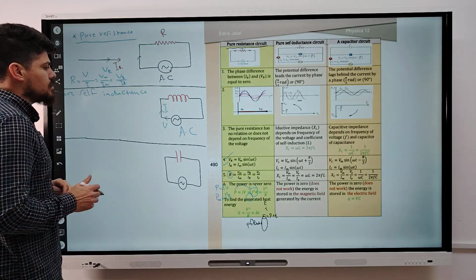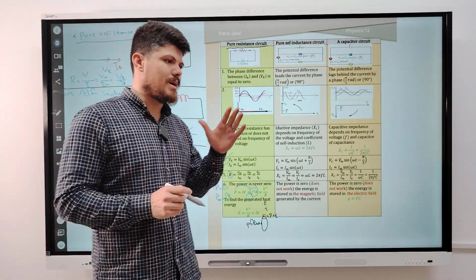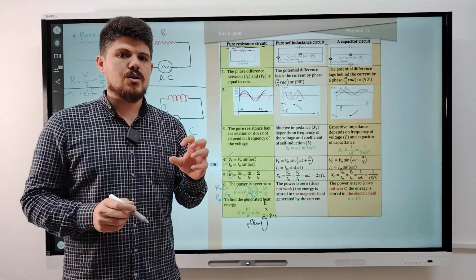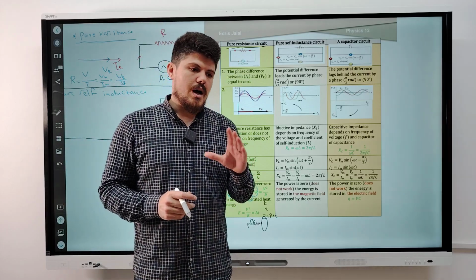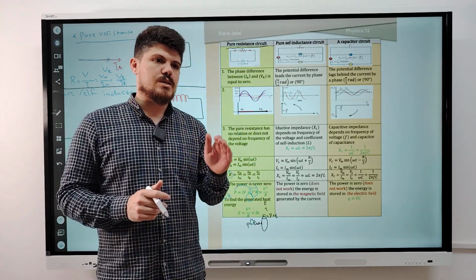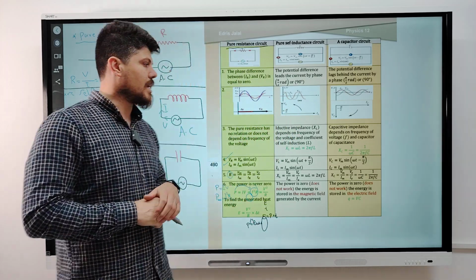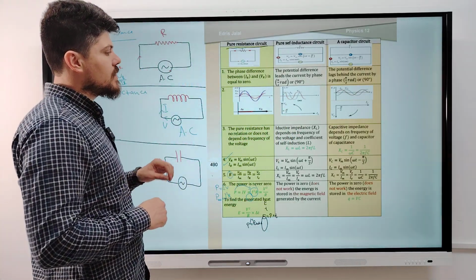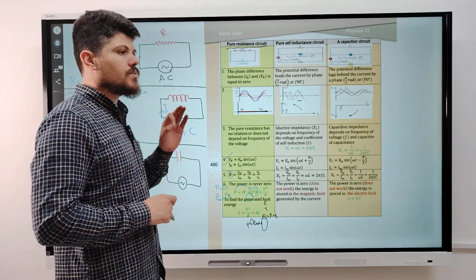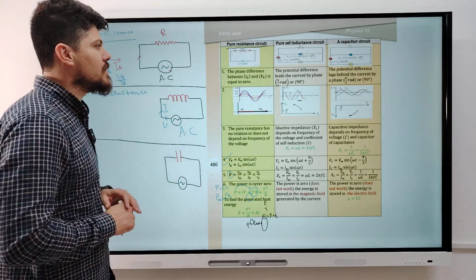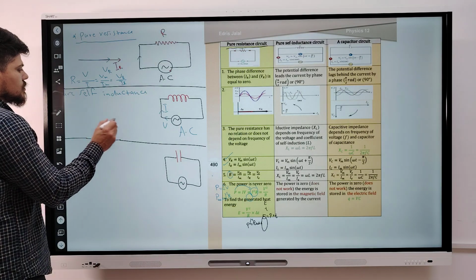So in that case, it means that when the current reaches maximum value, the reading of potential difference is 0. And when the potential difference reaches maximum value, the current is 0. So that is why in the pure cell of inductance, the potential difference leads the current by phase pi over 2.